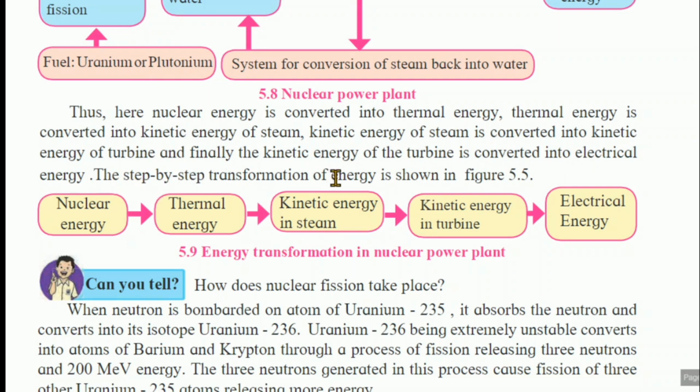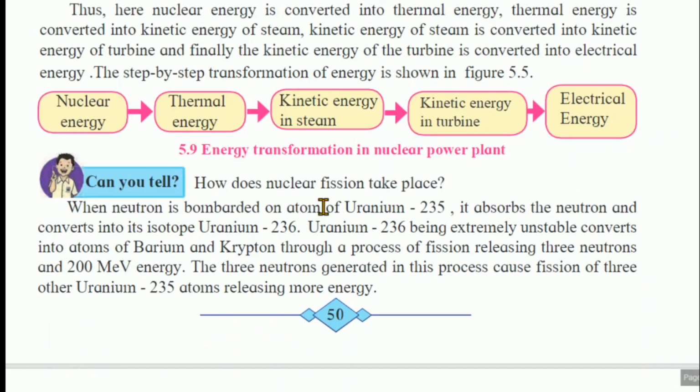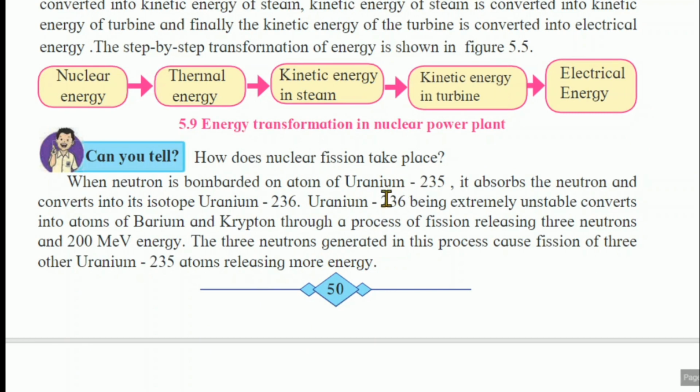The step by step transformation of energy is as shown in flow chart 5.9. Here nuclear energy first of all converts into thermal energy. That thermal energy gets converted into kinetic energy of steam. That kinetic energy of steam converts into kinetic energy of the turbine, and lastly, finally, electrical energy forms. But the question arises here: how does nuclear fission occur, how does it take place? So here is the process for formation of nuclear energy.